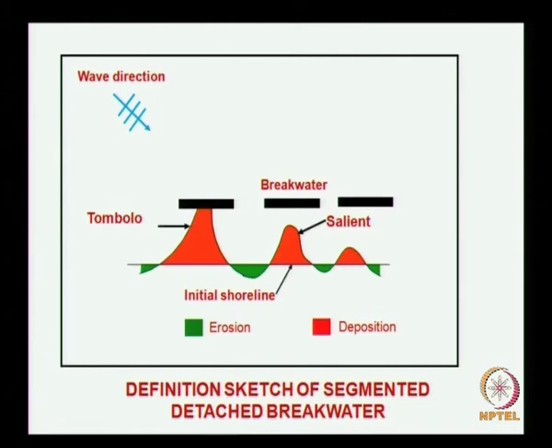and this formation of the beach is called a salient. As this propagates, it is still not in contact with the breakwater, so in such a case this formation is called a salient. The moment, in due course, when this formation reaches the breakwater, then the formation is called a Tombolo.